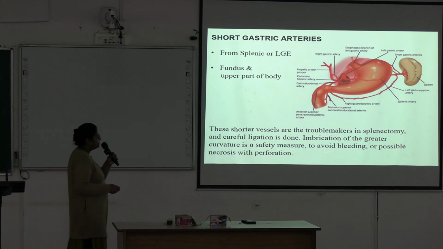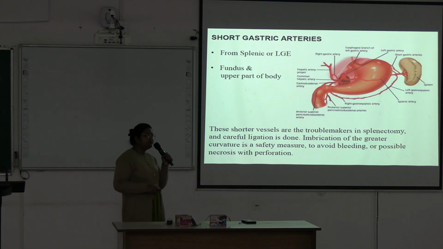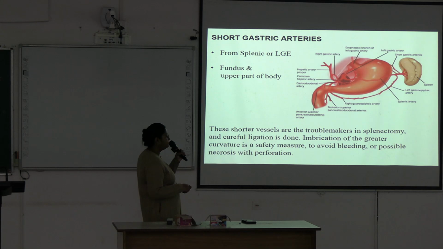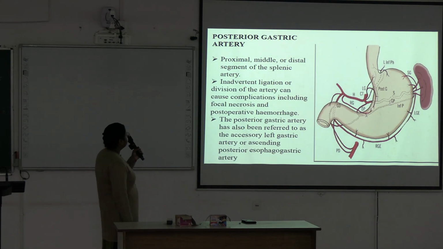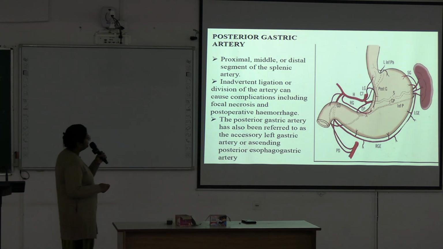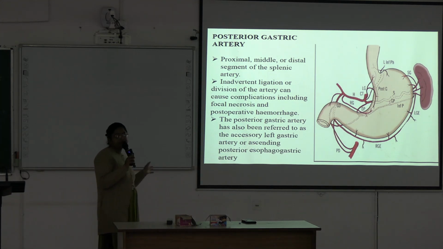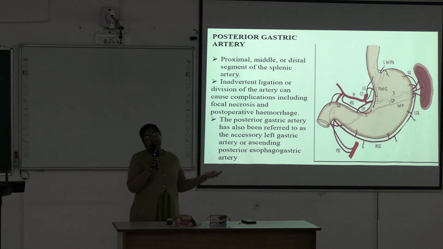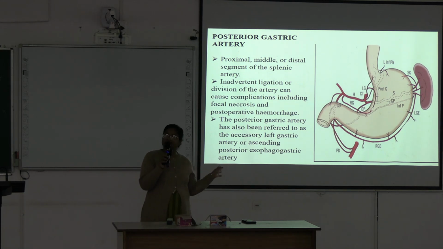Okay, imbrication means overlapping of the greater omentum or greater curvature is done. Next is the posterior gastric artery. Okay, it is important for your viva also. Sometimes in your stomach viscera, you will be asked about this blood supply in your viscera table.